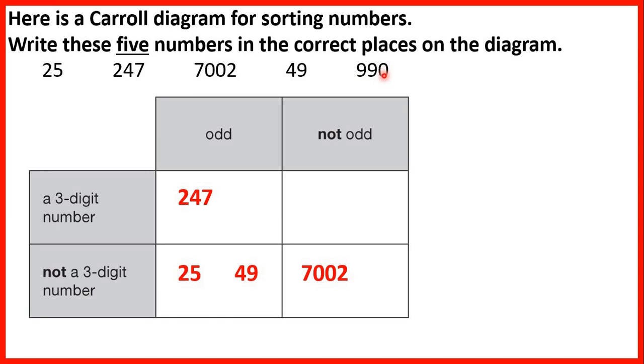And now 990 is an even number, so that's not odd because it ends in a 0, and it's a 3-digit number, so we need to write 990 in this section here.